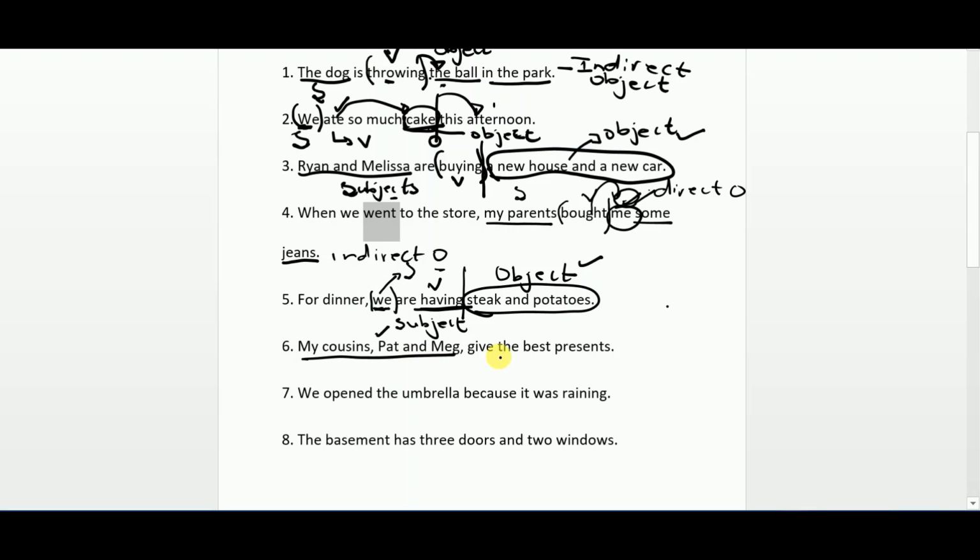My cousins Pat and Meg give the best advice. So here, who's performing the action?